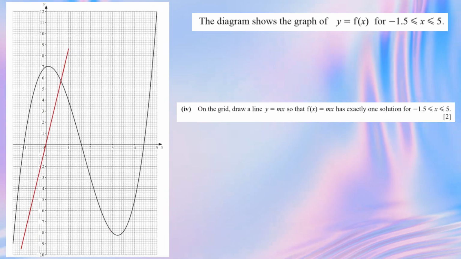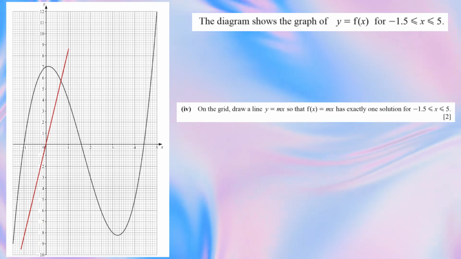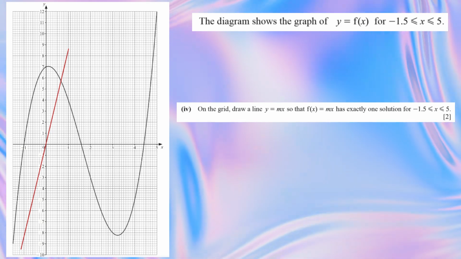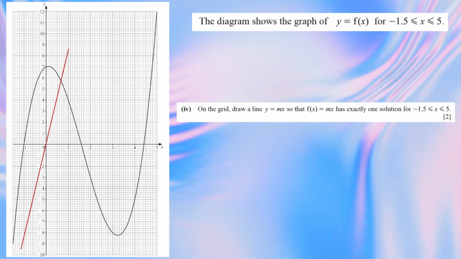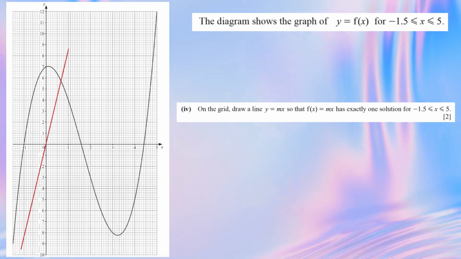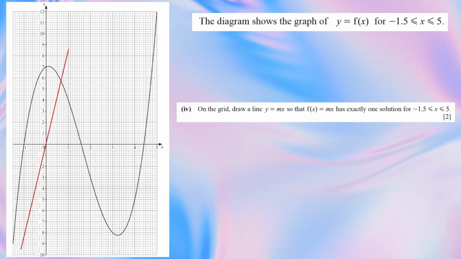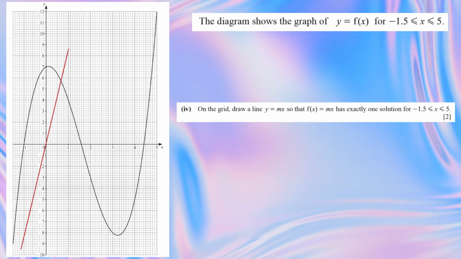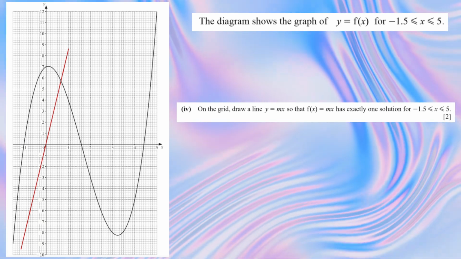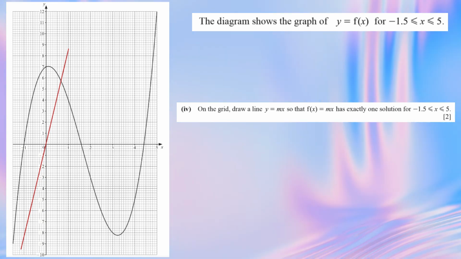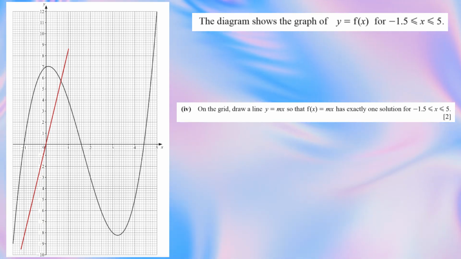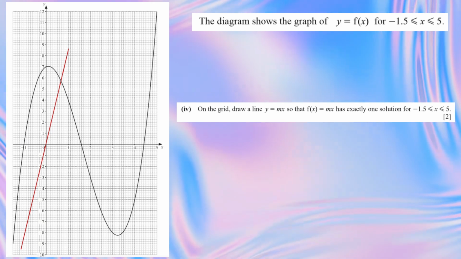Now to answer part 4 of part A. It says on the grid, draw a line y equals mx so that f of x equals mx has exactly one solution in the domain from -1.5 to 5. Okay, so first there are a few key points to understand before proceeding to solve the question. y equals mx plus c is the structure of any equation of a straight line. In this equation, m represents the gradient of the line and c represents the y-intercept of the line.